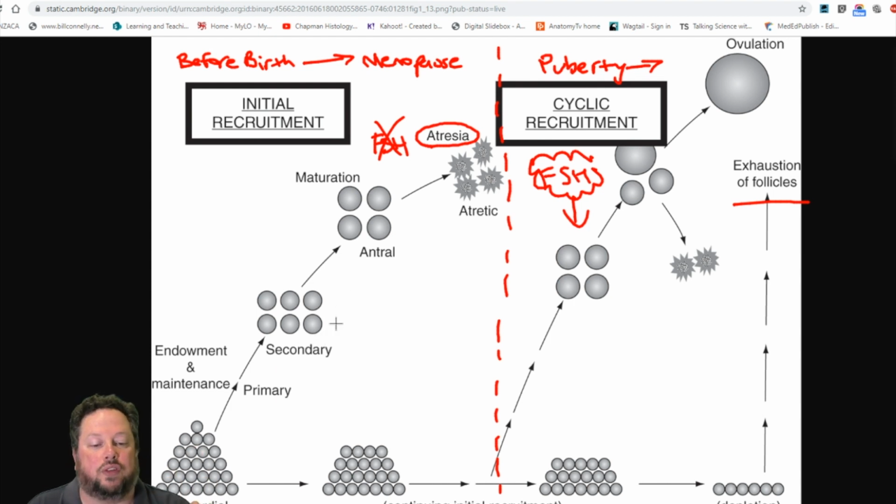So a person on the contraceptive pill, while they are no longer undergoing cyclic recruitment, they can't stop initial recruitment. That's still taking place within the ovaries. So they're still getting primordial follicles becoming primary, becoming small secondary follicles, but without that FSH secretion, those follicles are still undergoing atresia, and this person taking the contraceptive pill, generally speaking, doesn't have any delay in menopause, unfortunately.